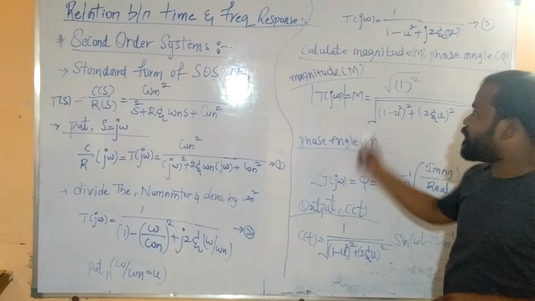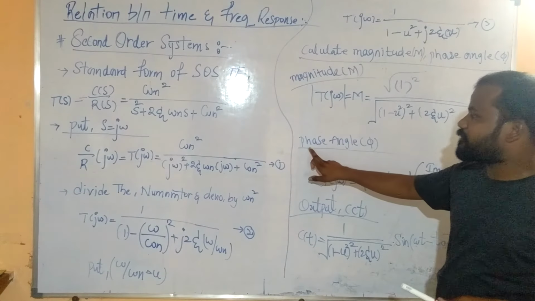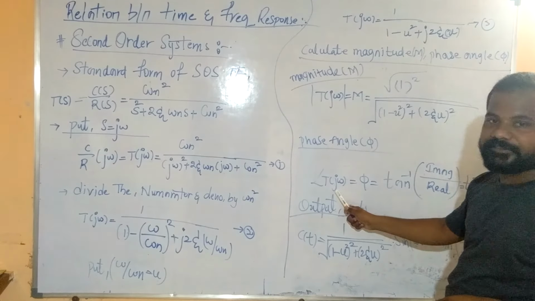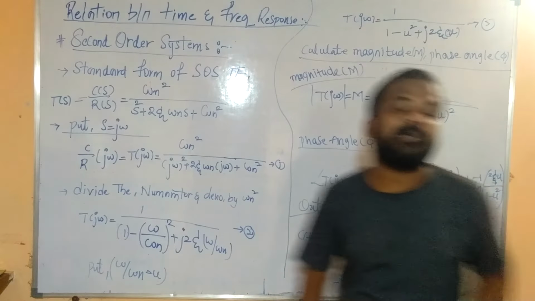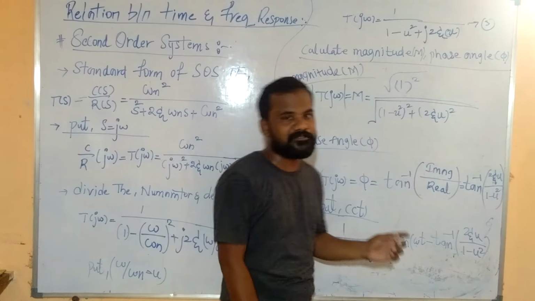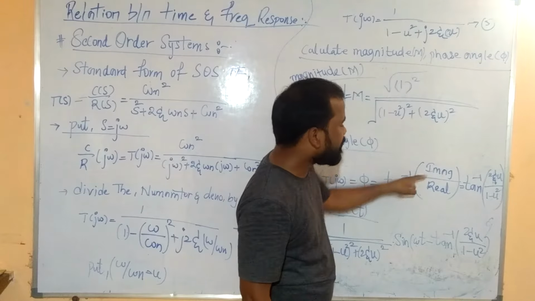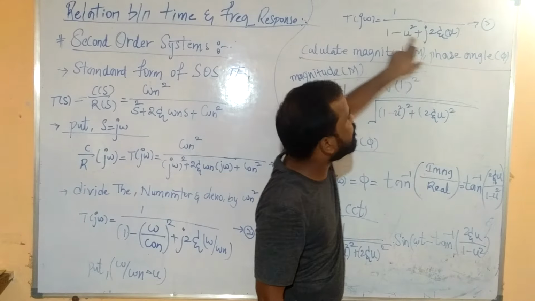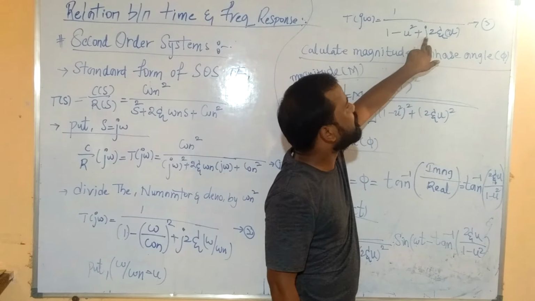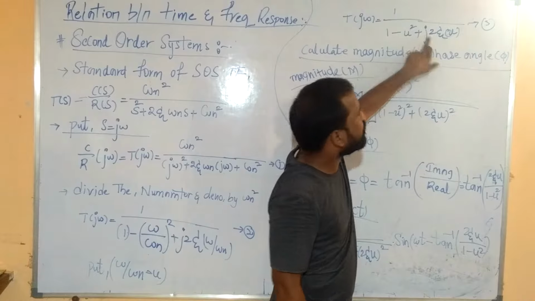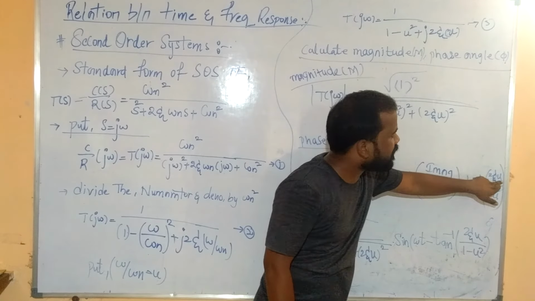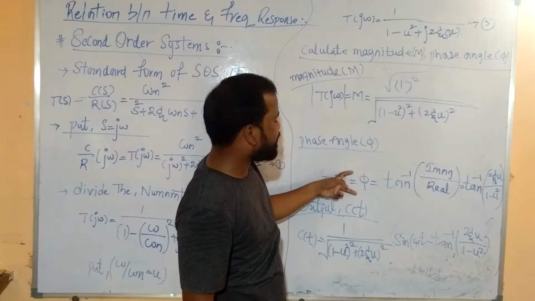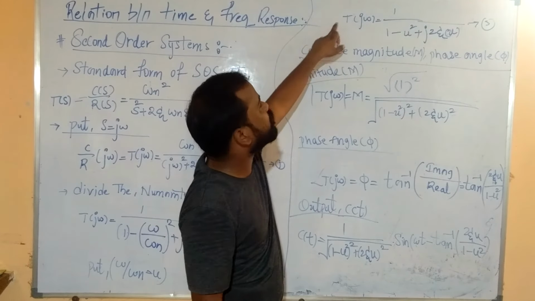Clear? And after calculating the magnitude, calculate the phase angle phi. How to calculate the phase angle? The angle of T of j omega is equal to phi, which is tan inverse of imaginary by real. Already I told you in the last video. Clear? So what is the imaginary term here? The imaginary term is always 2 zeta u, because this total term is multiplied with j. So phi is tan inverse of 2 zeta u divided by the real part 1 minus u square. Clear? So this is the phase angle and this is the magnitude of this total equation.